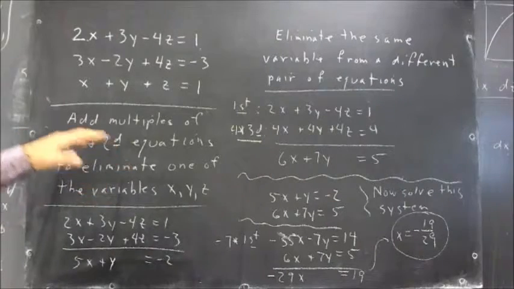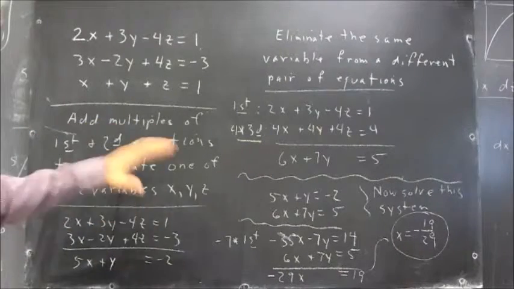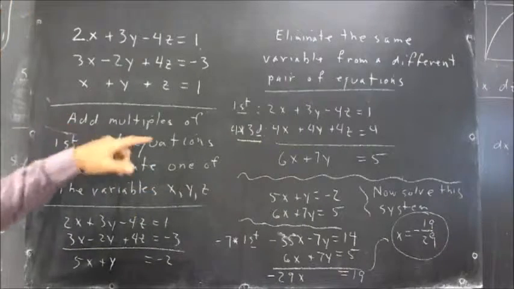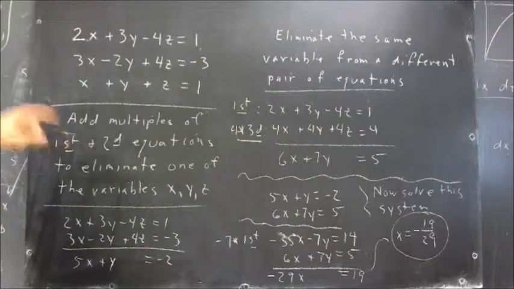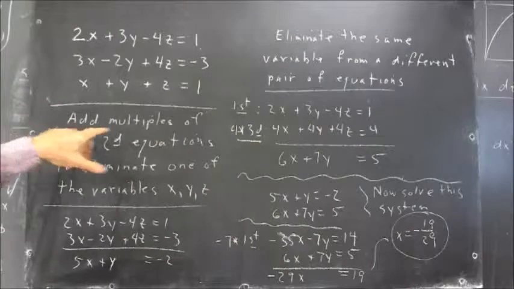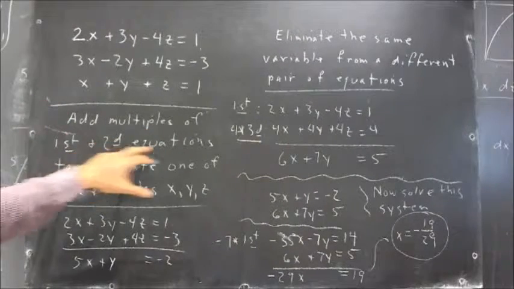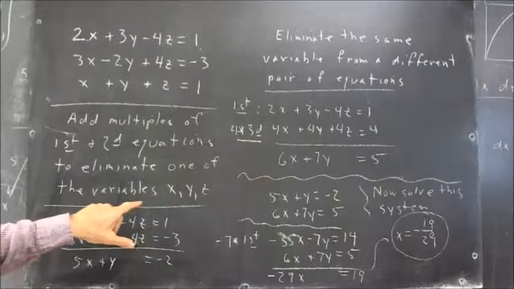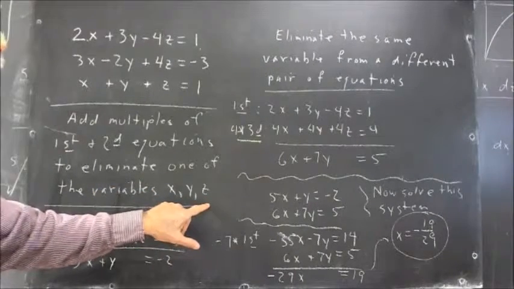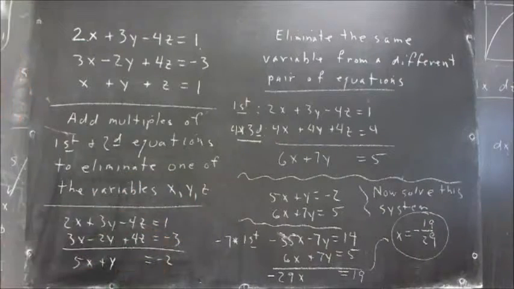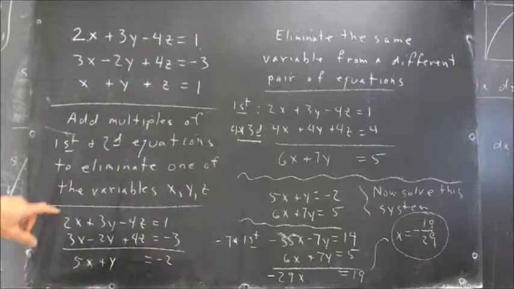first task, and you should do this yourself without looking ahead if you haven't already done it. A lot of you did it in class, so you're going to be okay with this. But we want to add multiples of the first and second equations in order to eliminate one of the variables x, y, z. Now you should pause and do that. You should have paused and done that.